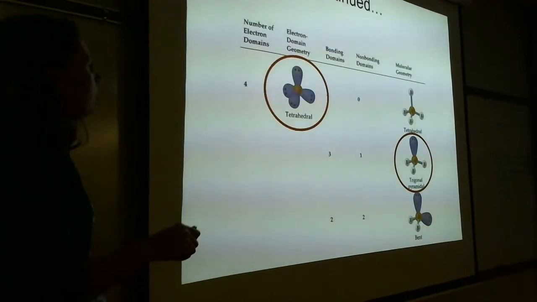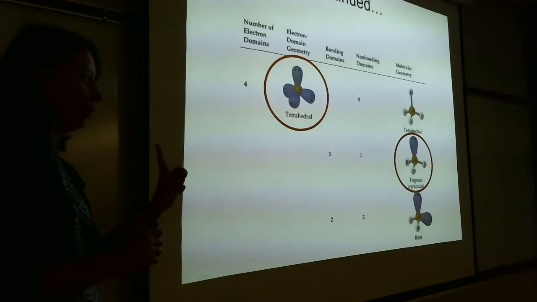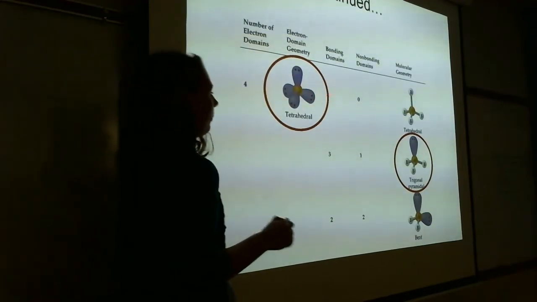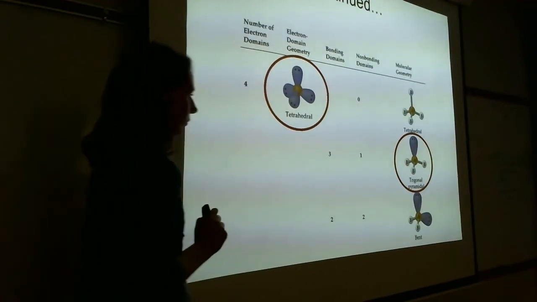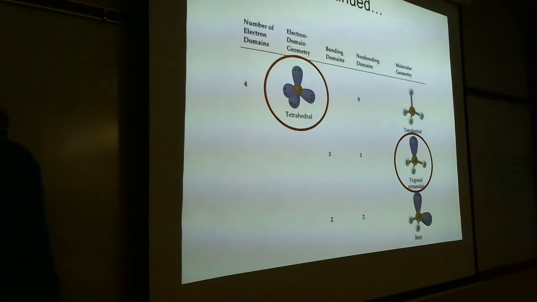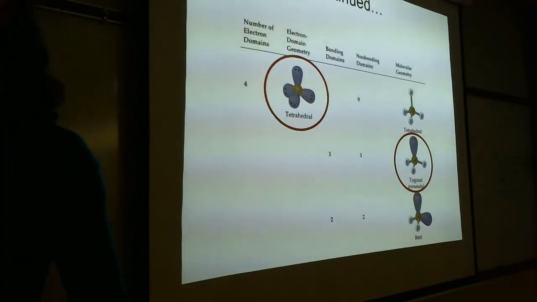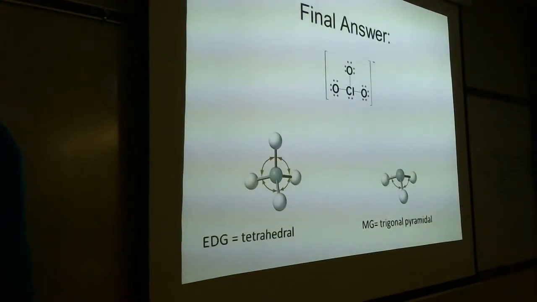So the electron domain geometry would be tetrahedral, because there are 4 things, right? 3 bonds, 1 lone pair. But because of that lone pair, the molecular geometry becomes trigonal pyramidal. Does this make sense? If you made a mistake, do you see where you made it? All right, so there's our final answer.